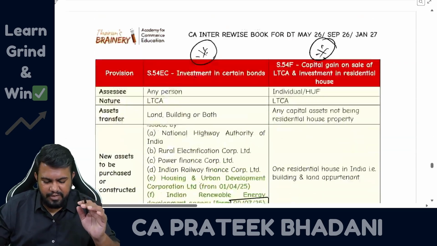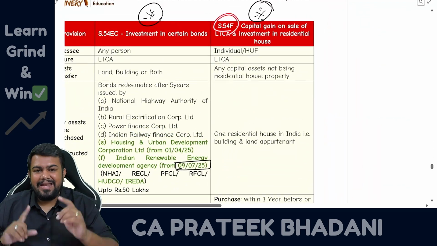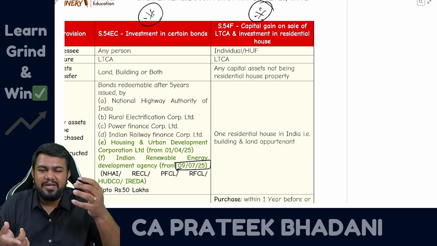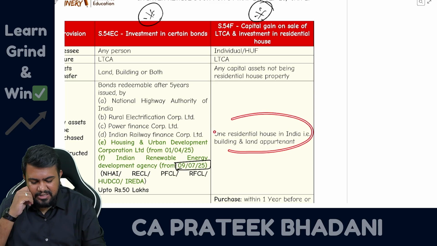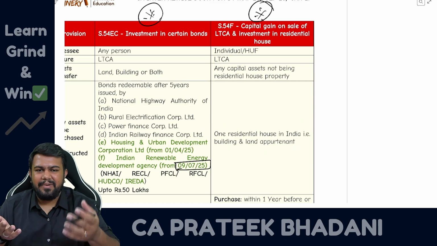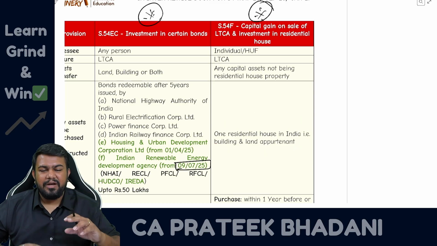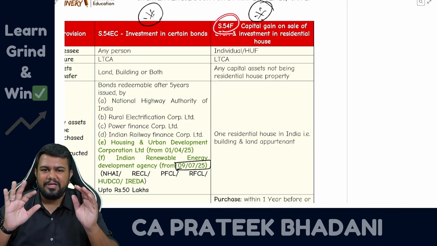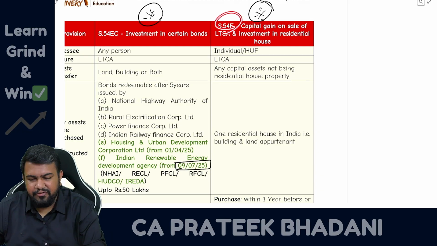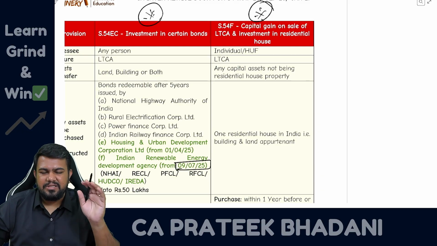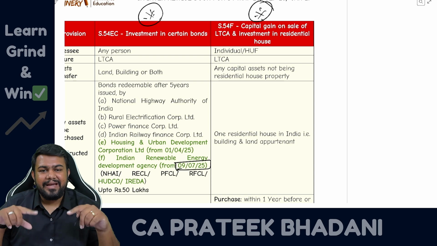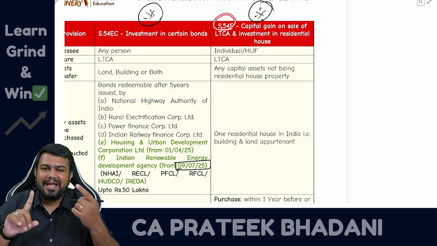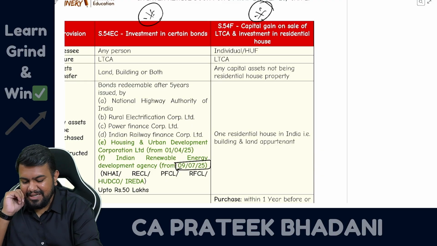So for that you have to see section 54. But what about 54F? 54F applies when any asset other than house property is being sold and the amount is being used to invest in a new residential house. So if you are selling a house and buying a house, then you go to section 54. But if you are selling any other asset and buying a house, then you have to come to section 54F. But in 54F, there is a different rule than other sections. In all the other sections, we have learnt that the capital gain amount should be invested. But in 54F, you should not invest the capital gain, you have to invest the net consideration.